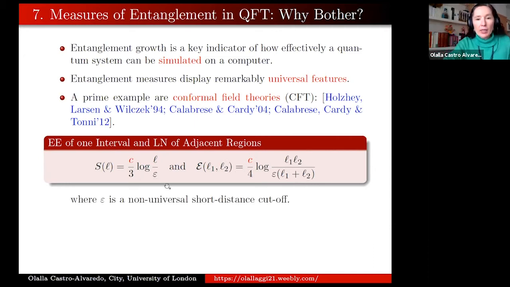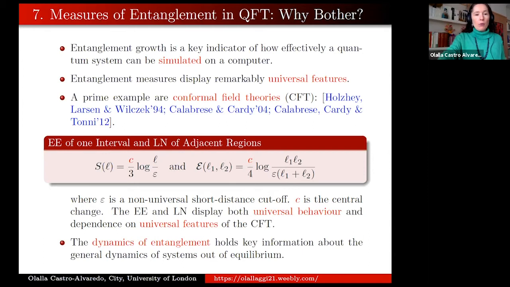Now, here there is a parameter I use in all my formulas; I like to write them in this way. This epsilon is just some length measure. In a spin chain, you could think of that as the spacing between the spins, for example. It is a non-universal short distance cutoff, so this is a quantity that is not necessarily universal. It depends on the lattice spacing, for example. So it's a constant, and c is the central charge. That's an example of universality: both the entanglement entropy and the logarithmic negativity display universal behavior and dependence on universal features of CFT.